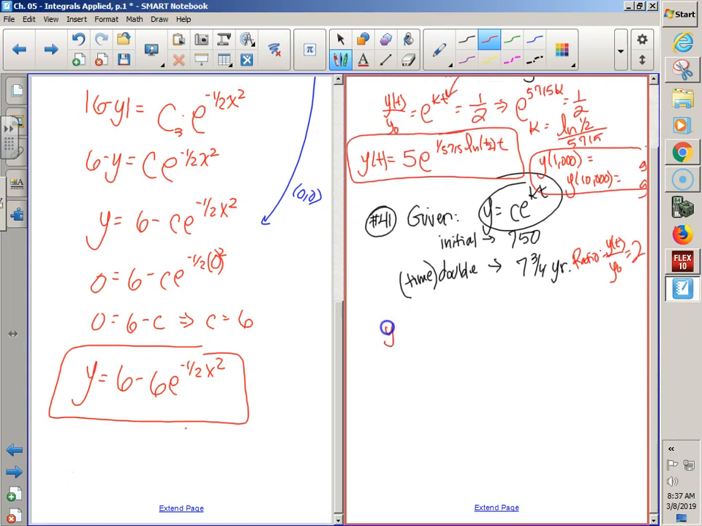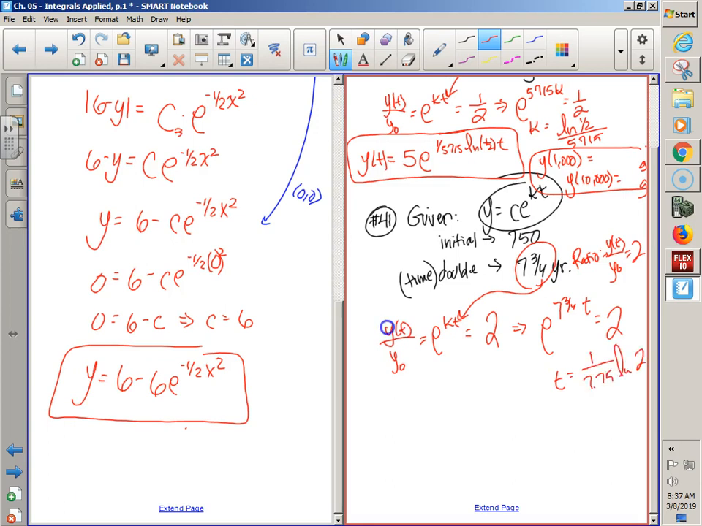Instead of setting my ratio equal half, it's not. Oh, wait a minute, but they told me. Oh. So therefore I can go ahead and say that e to the 7 3/4 t is equal to 2. Or I could solve and say t is equal to divided by 7.75. Got him. Sorry, not t. That was t. Who's the guy? Yeah, that was.